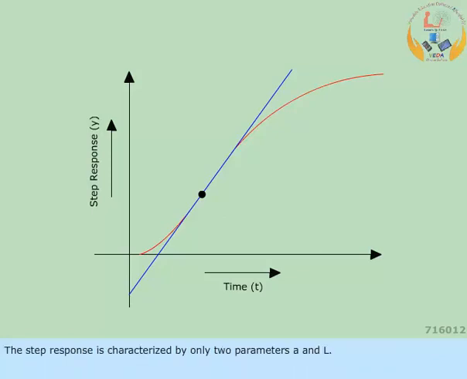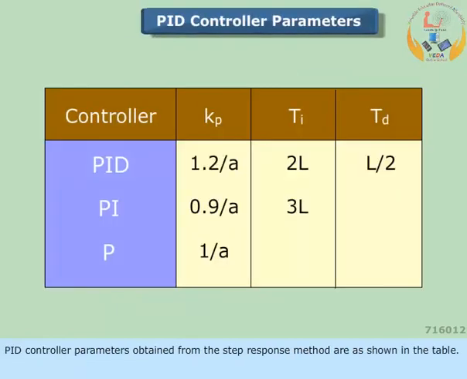The step response is characterized by only two parameters, A and L. The parameters A and L are given by the intersections between the tangent and the coordinate axis. PID controller parameters obtained from the step response method are as shown in the table.